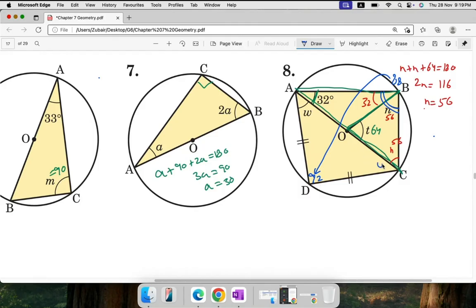Now that is W, this is W. Again, isosceles. 2W plus 92 is equal to 180. 2W is equal to 88. W is equal to 44. Any doubts?